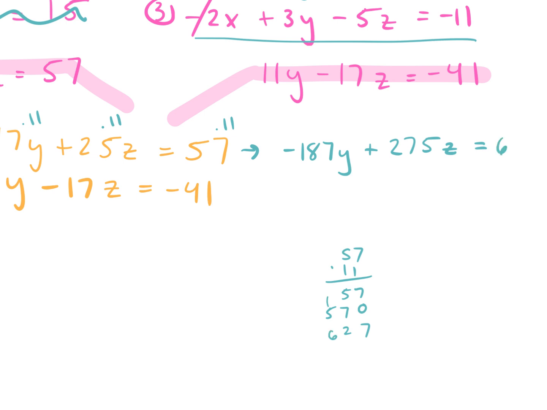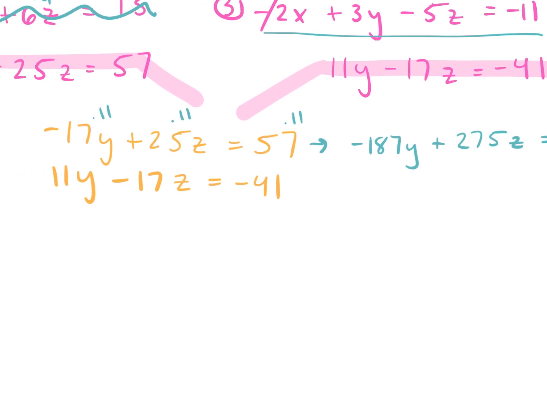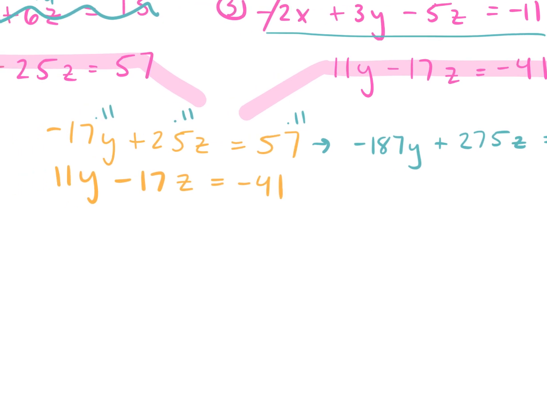$627. Then we're going to do the same thing with the second one. We're going to multiply everything in our second equation here by 17. So 11 times 17 would be negative 187y. Oh, sorry, it's positive here. This would be negative 17 times 17.